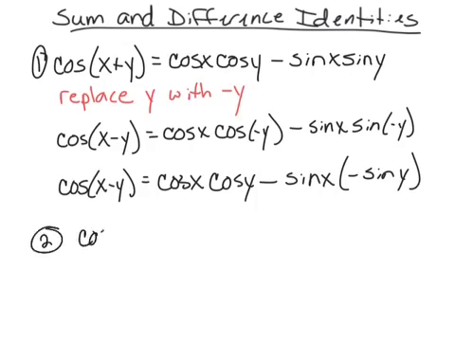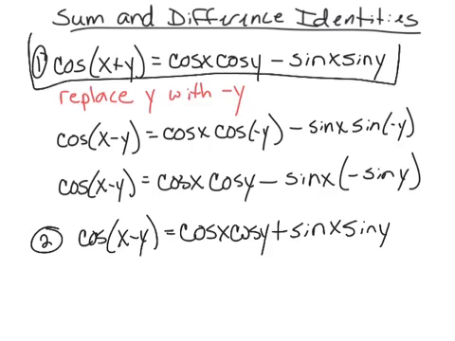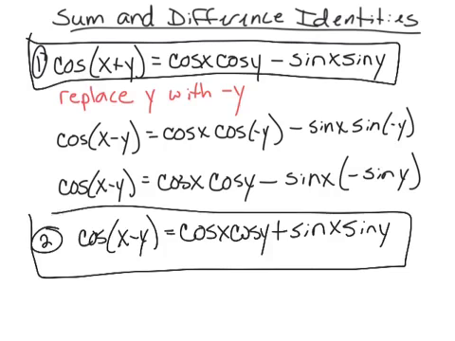The cosine of x minus y is equal to cosine x cosine y plus sine x sine y. So the only difference between the two is the operation in the middle. Those aren't too difficult to memorize. Our first one, the angle sum for cosine, and our second one, the angle difference for cosine. If you look at them, the only difference is that the sum has subtraction and the difference has addition.